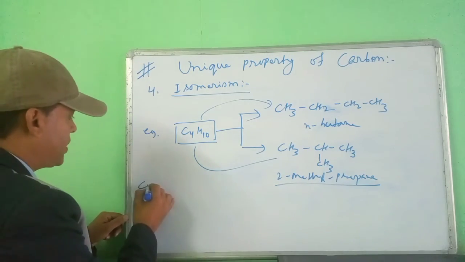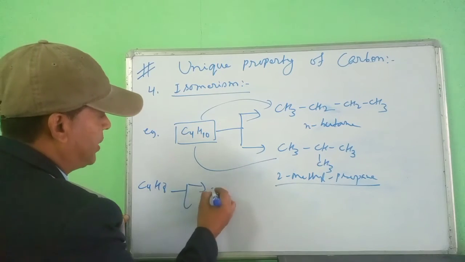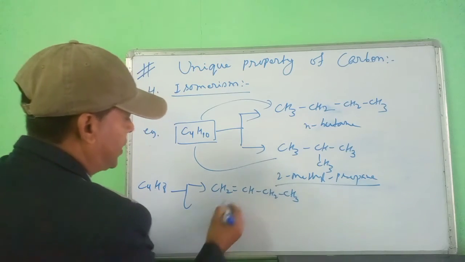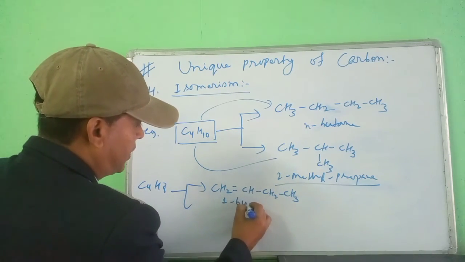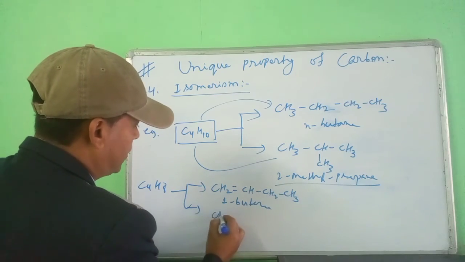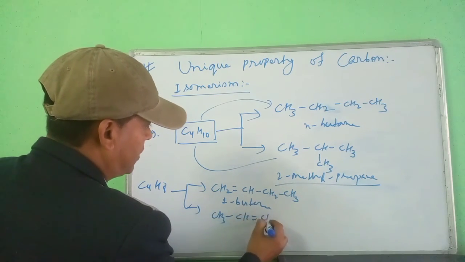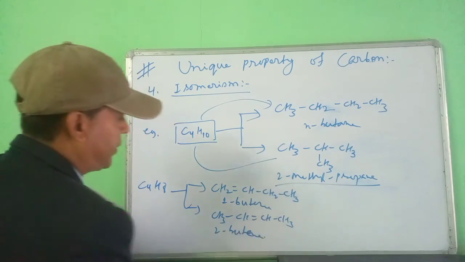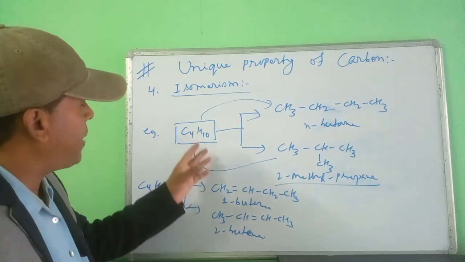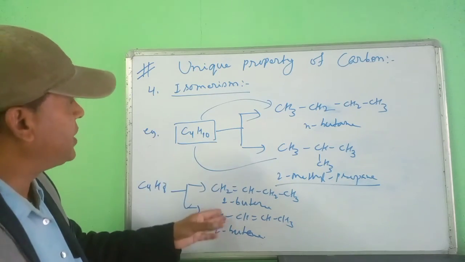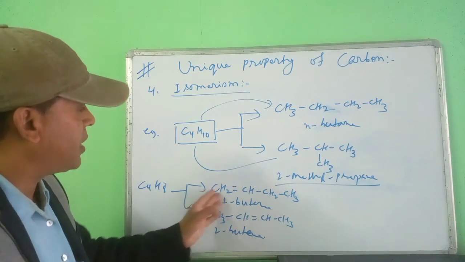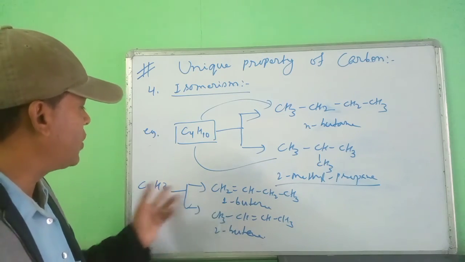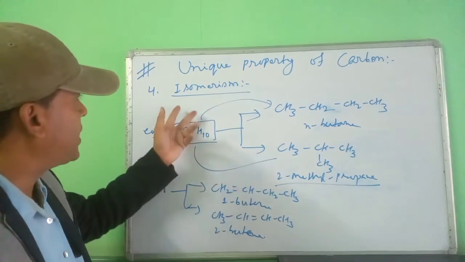Now another, C4H8. So what compound can be written? CH2 double bond CH, CH2, CH3. So here the 1-butene. Other compound, CH3, CH double bond CH and CH3. So here the 2-butene. Okay, so in isomerism, this type of structure can be written having same molecular formula, but the structure of the compound differs, two different compounds can be written. So two different compounds but molecular formula same. So this property is isomerism.